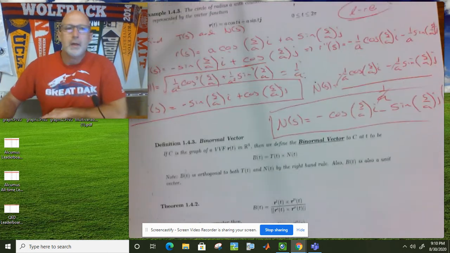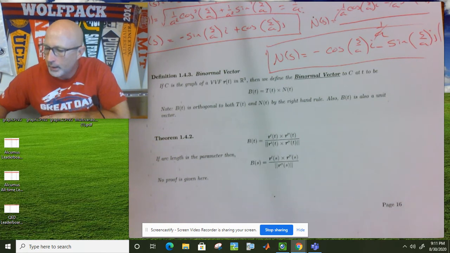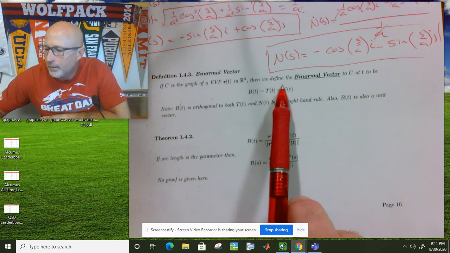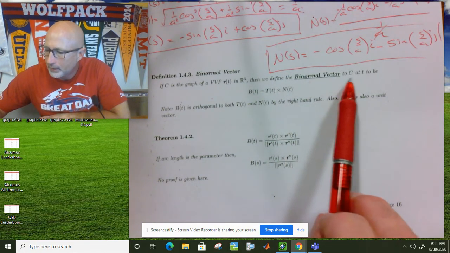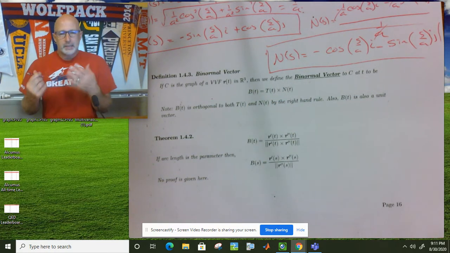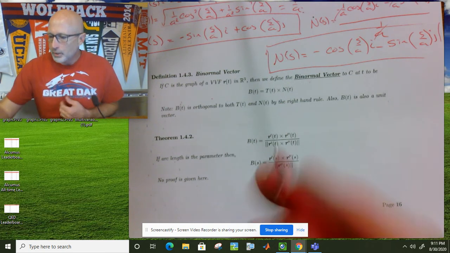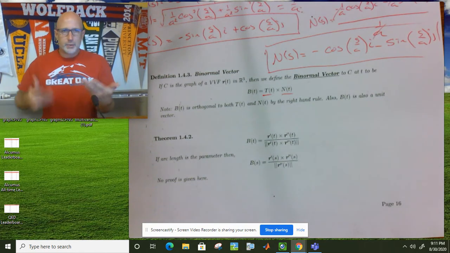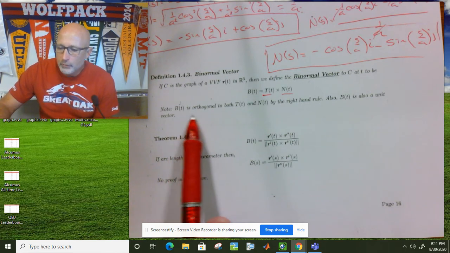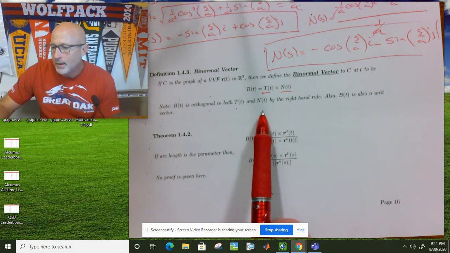Now, binormal vectors. I'm just going to give you a quick rundown. If C is a graph of a vector valued function r of t in R3, then we define the binormal vector to C at t to be the cross product. You know that a cross product gives you a third vector that's perpendicular to the original two. So if the original two are T of t and N of t, then you take the cross product and you get back B of t. Note, B of t is orthogonal, the same thing as perpendicular, to T of t and N of t by the right-hand rule.